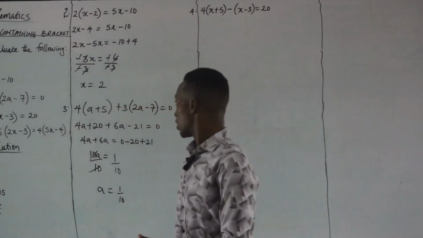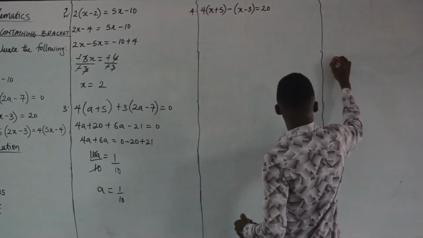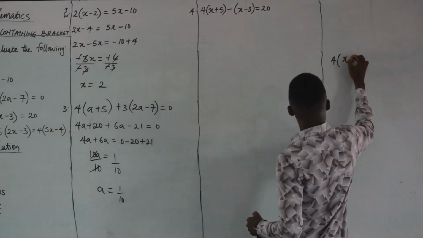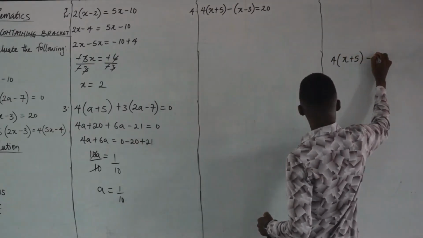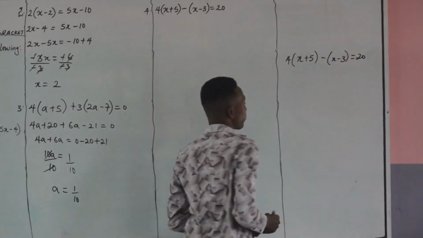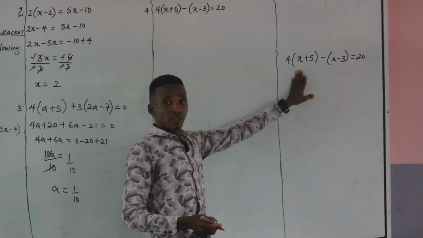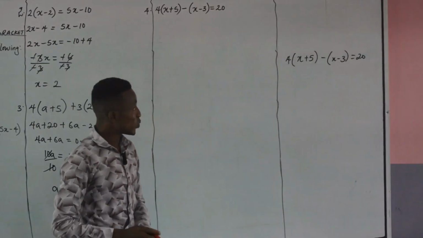Now let's take this as well. Here we have 4 into bracket x plus 5 minus, open a bracket, x minus 3, everything equals to 20. I'm very sure this first one should not be a problem for us, because it's almost the same thing with what we have been doing before.